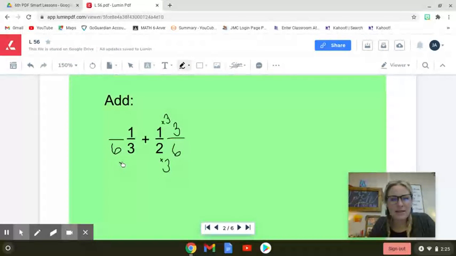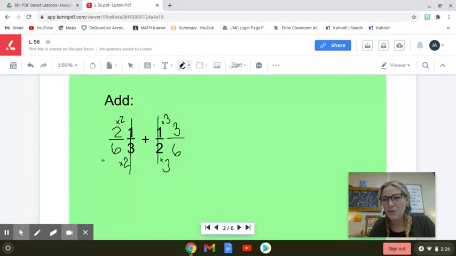3 times what is 6? Well, 3 times 2 is 6. And whatever I do here in the denominator, I do in the numerator. 1 times 2 in this case. 1 times 2 is 2. Okay. And just for the visual, I like to cross off my old fractions so I don't get confused.